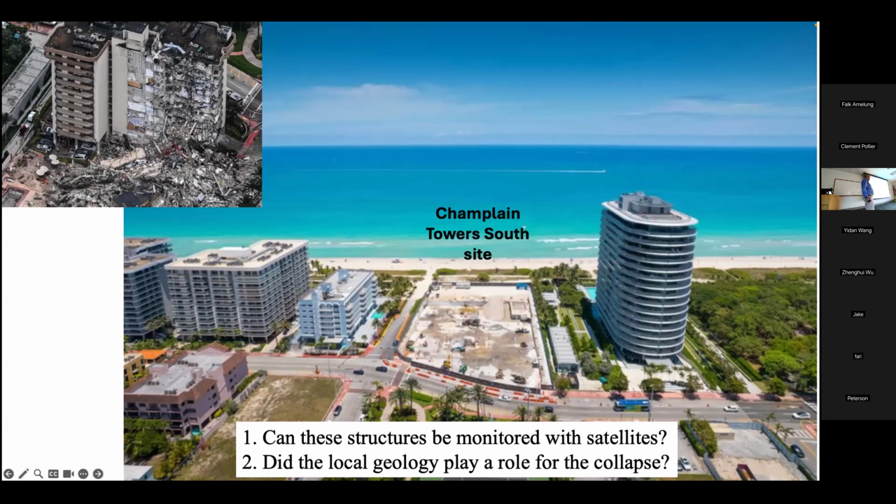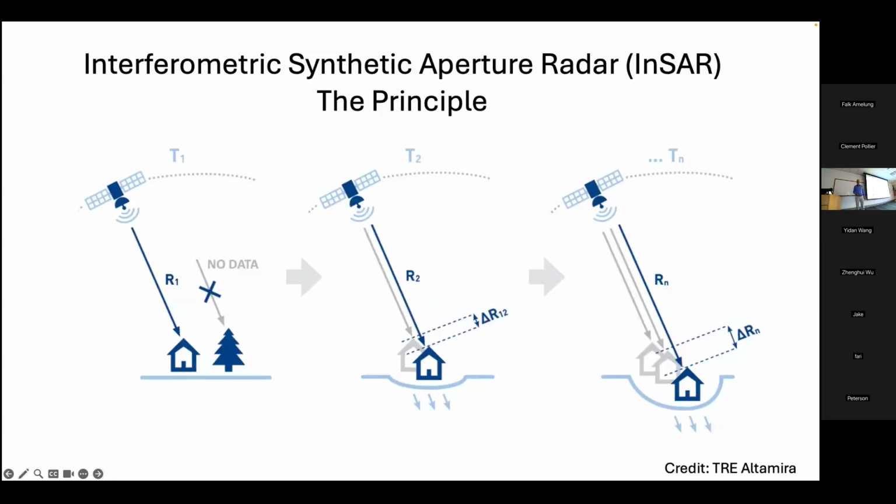What we were hoping to answer is whether satellite radar interferometry can help to contribute to monitoring these structures, and whether the local geology could have played a role in the collapse.